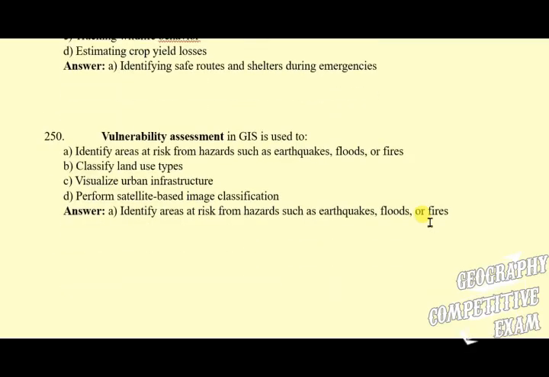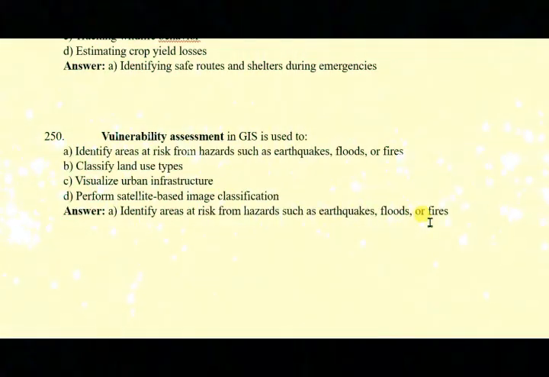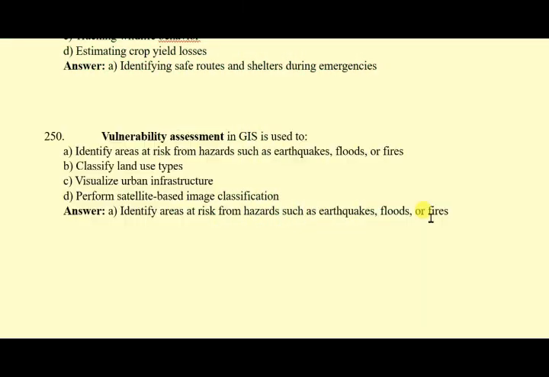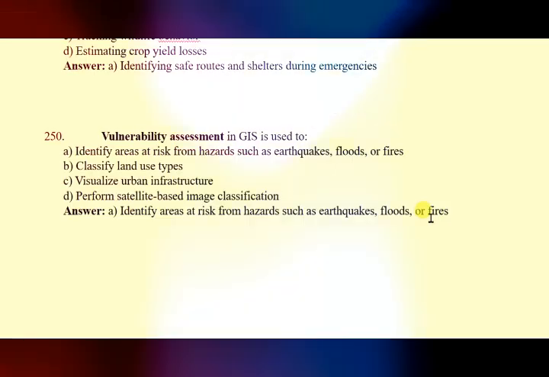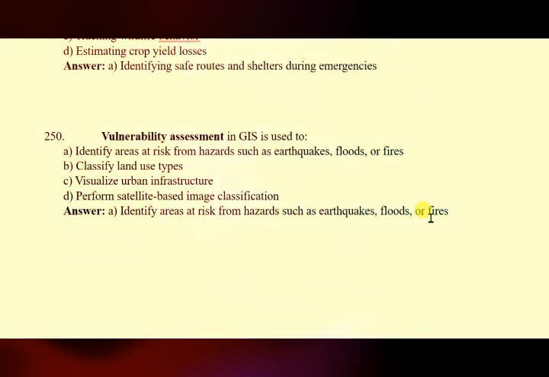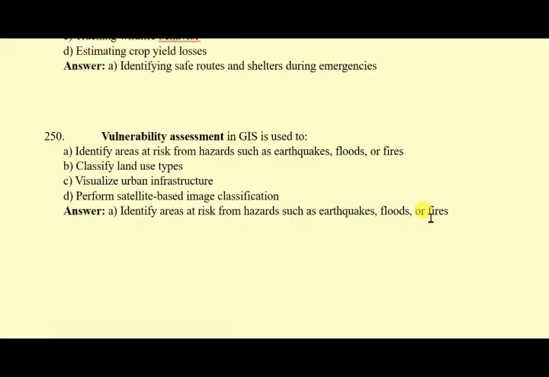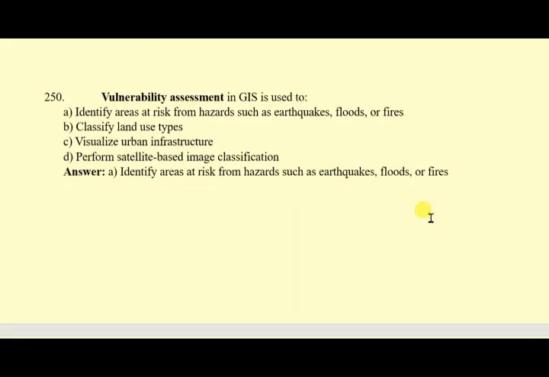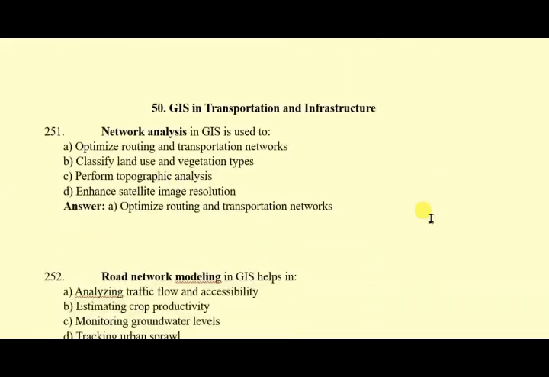Question 250. Vulnerability assessment in GIS is used to identify areas at risk from hazards such as earthquakes, floods, or fires, classify land use types, visualize urban infrastructure, perform satellite-based image classification. Here the correct answer will be identify areas at risk from hazards such as earthquakes, floods, or fires.